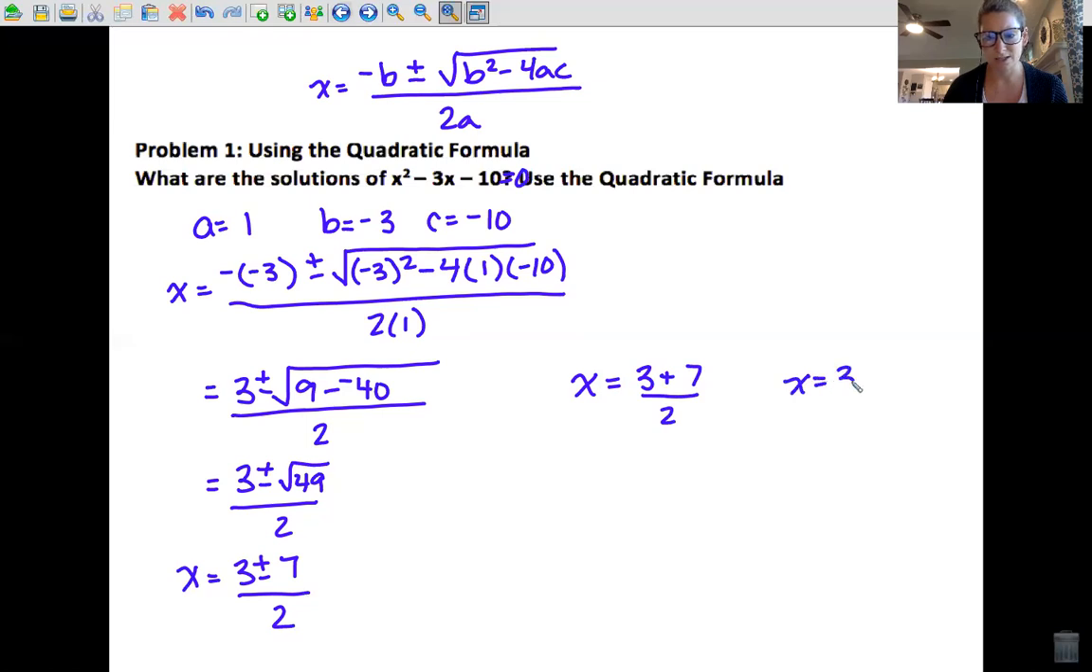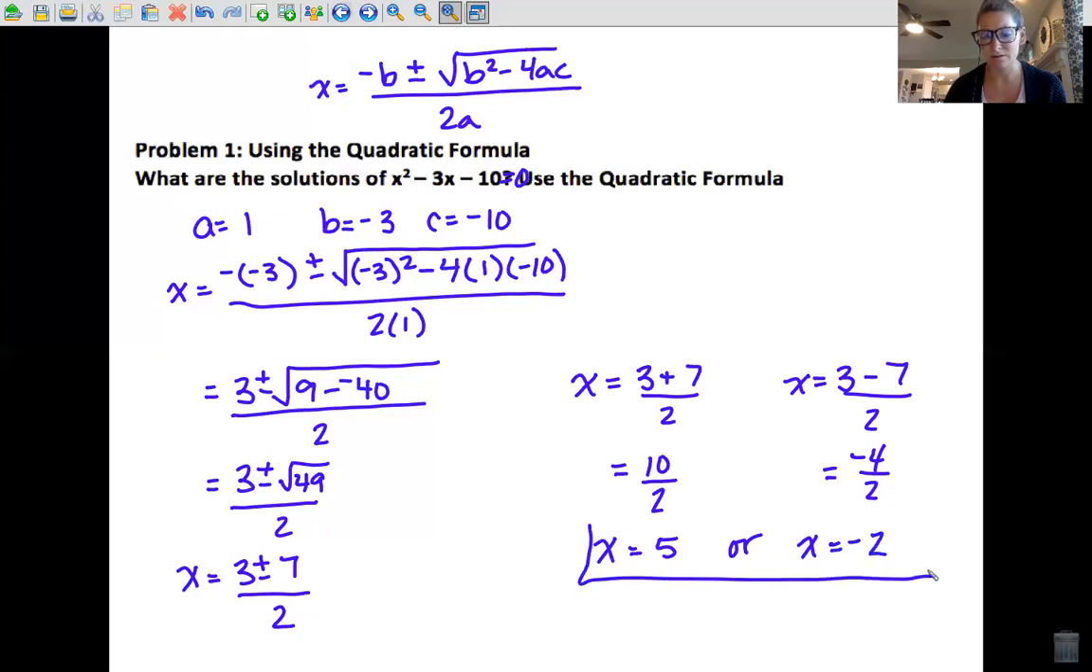X equals 3 minus 7 over 2. 3 plus 7 is 10, divided by 2, so x equals 5. Or 3 minus 7 is negative 4 over 2. Negative 4 divided by 2 is negative 2. So x equals 5 or x equals negative 2.